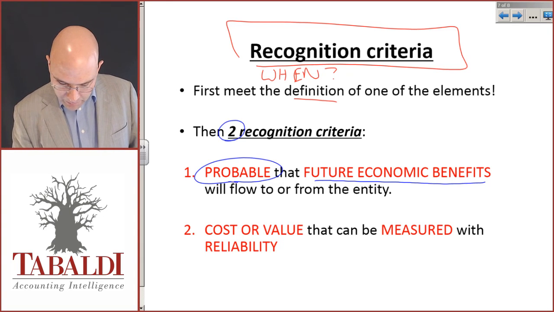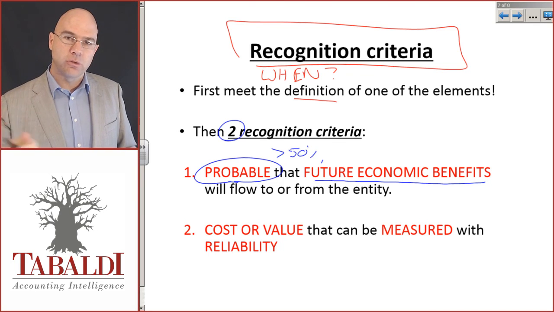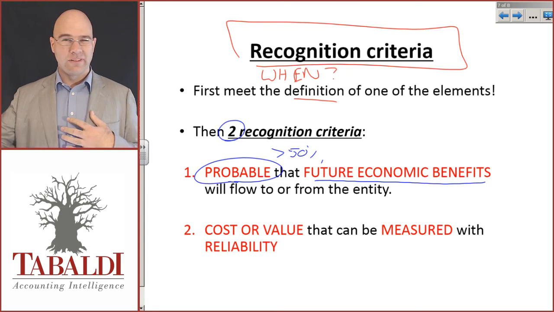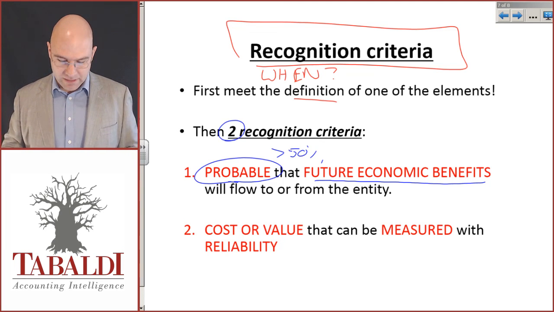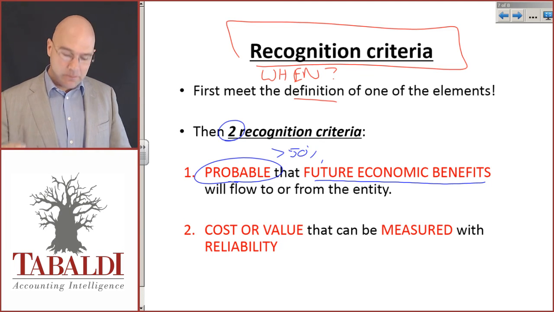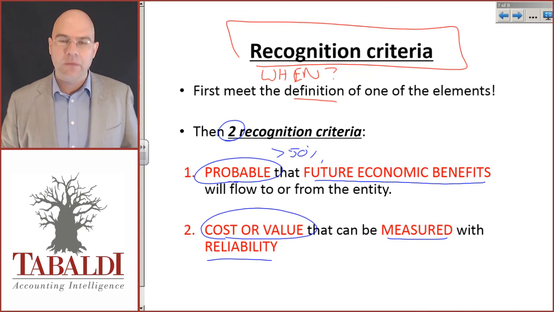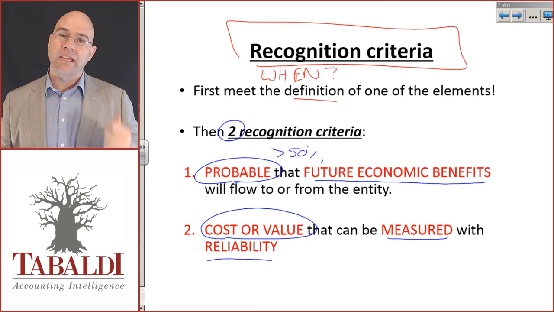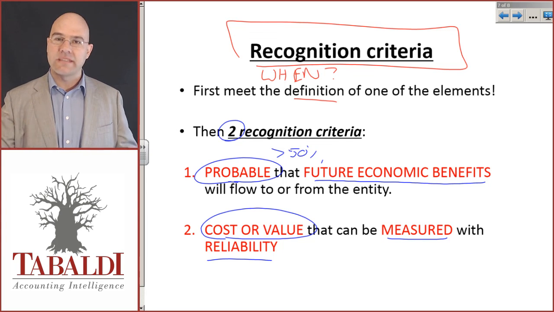But I need the probability, so at least greater than 50%, right? That the cash in the future or the benefits in the future will either flow to my business or out of my business. If it's flowing to my business, I'm talking asset. If it's flowing out of my business, I'm talking liability. But that element must also have a cost or value that can be measured with some reliability. We know there's estimation here, right? But I must be able to make a reliable estimate of any cost or value attached to an asset, liability, etc.